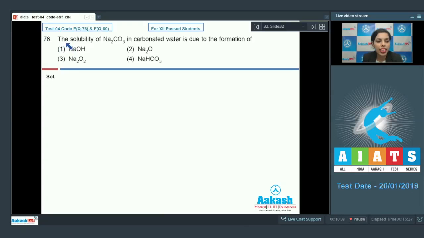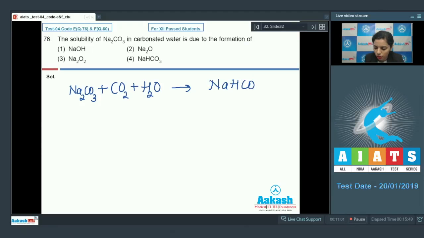Question number 76 states the solubility of Na2CO3 in carbonated water is due to the formation of what? What is carbonated water? That is the water in which you have dissolved carbon dioxide, and if you try to dissolve sodium carbonate in it, then it is soluble. Why is it soluble? Because it forms NaHCO3. This would be formed there.